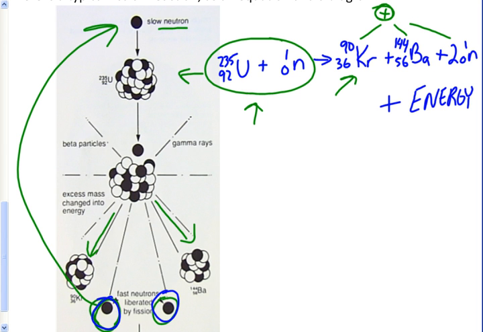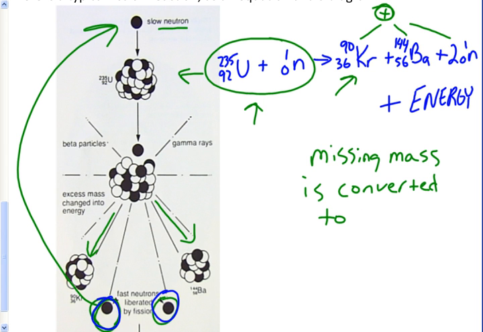The key here is that this missing mass is converted to energy. And this process of converting mass to energy unleashes unimaginable amounts of energy, which is where you get your atomic bombs, which is where you get your nuclear reactors that power our homes. And that was a wild concept in the day.